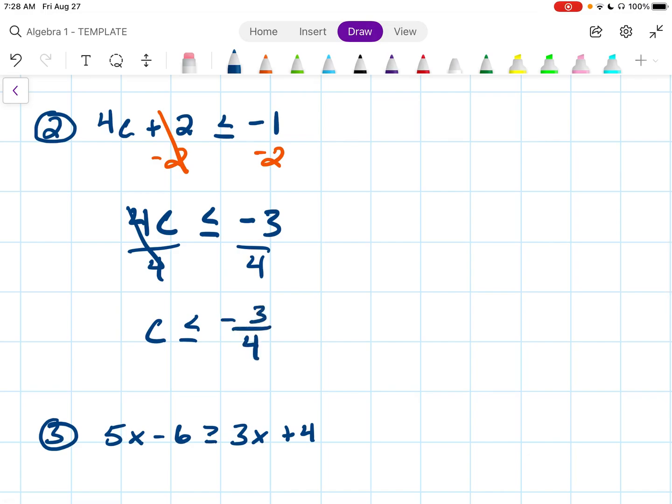This time I did not swap the inequality sign, or the direction of it, right? Because I divided by positive 4 here. Even though there's a negative up here, I didn't actually divide by that negative. That negative just stayed put.